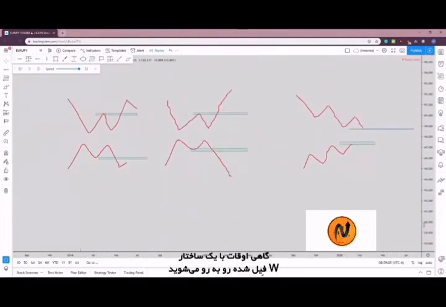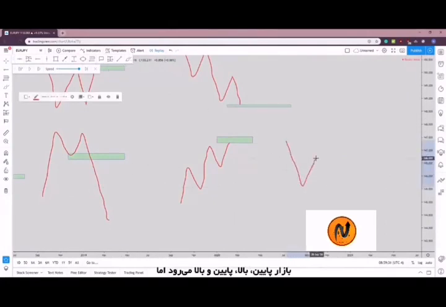Sometimes what you will get is a failed bearish W. What do I mean? The market goes down, up, down, up, but the market fails, basically creating the next push to the downside, and goes all the way to the upside. At that point, again, you're expecting a push to the neckline.